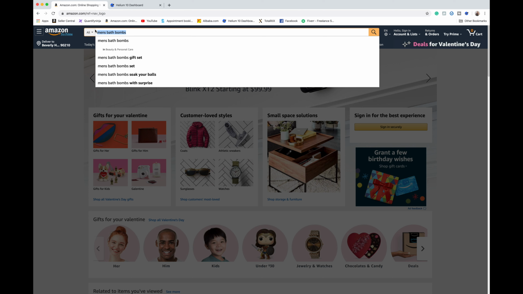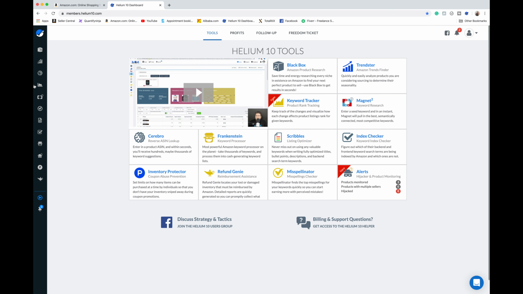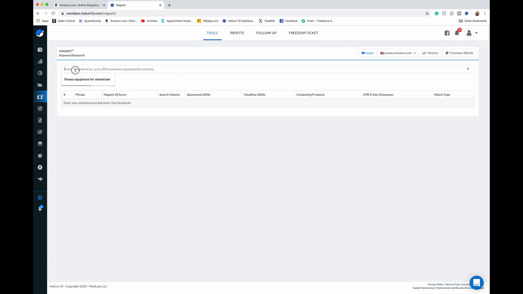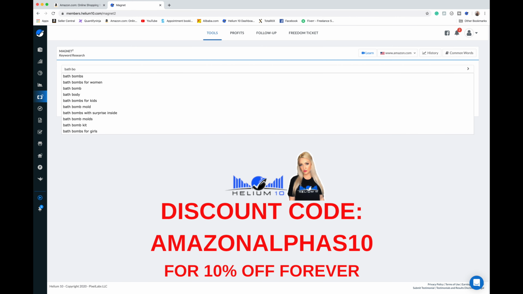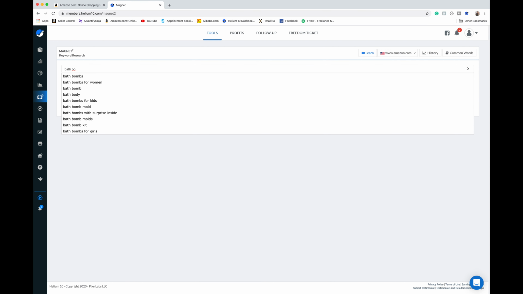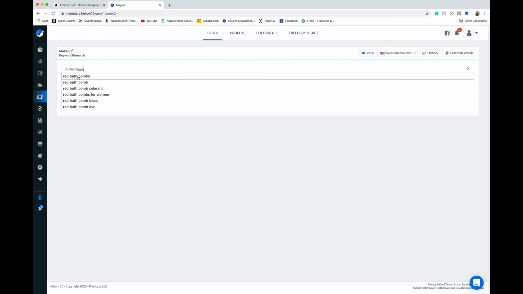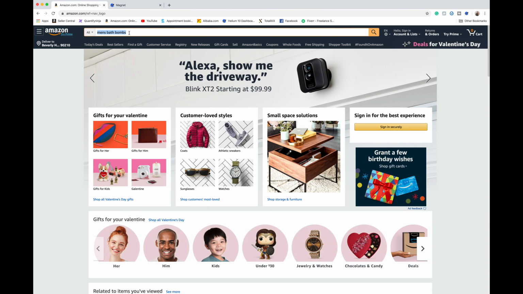So that's option A. Option B is I can also go to Helium 10's Magnet and I can type here, bath bombs, same thing. It'll also show me that as well, bath bombs for. Almost the same things that it showed me there. Red bath bombs, okay, etc. Maybe it would make sense for Valentine's. So this is how you would use the Amazon search to give you different ways of looking for differentiation points as well.